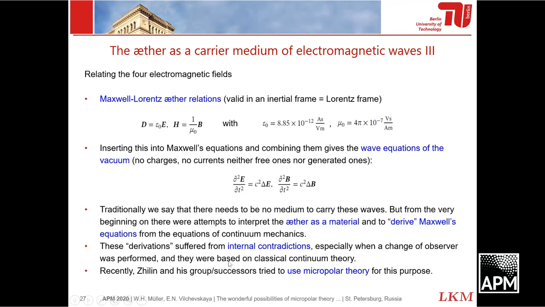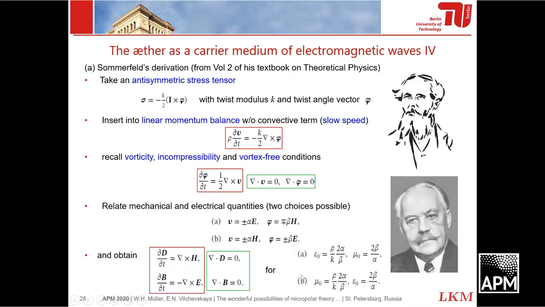And they were both based on classical non-micropolar continuum theory. And recently, Gillen and his group and successors tried to use micropolar theory to clarify the mechanical approach. Let me share this with you. Actually, as I said, before Gillen there were also attempts to derive Maxwell's equations. And here is Sommerfeld's derivation from his textbook, volume 2 on theoretical physics.